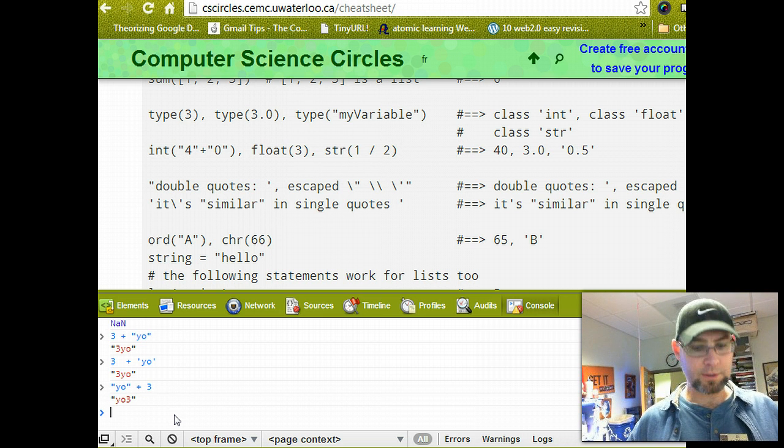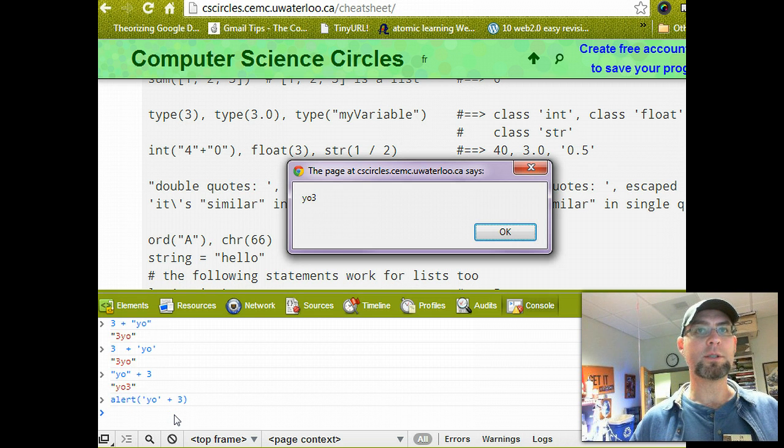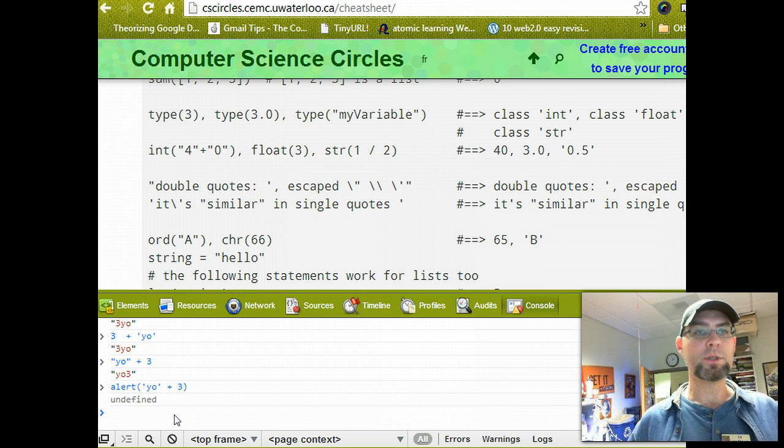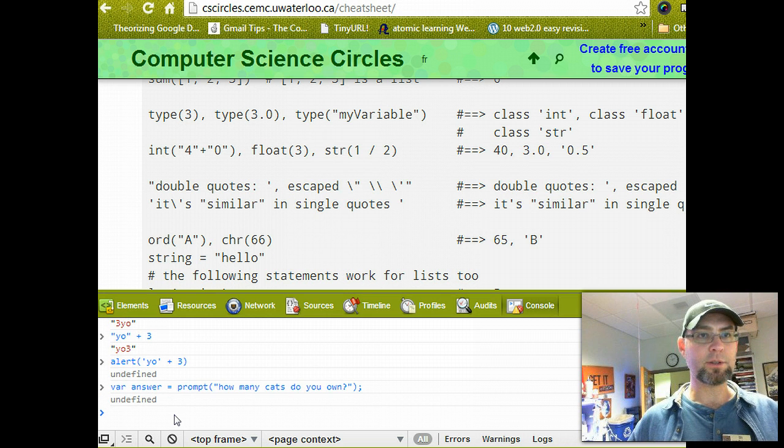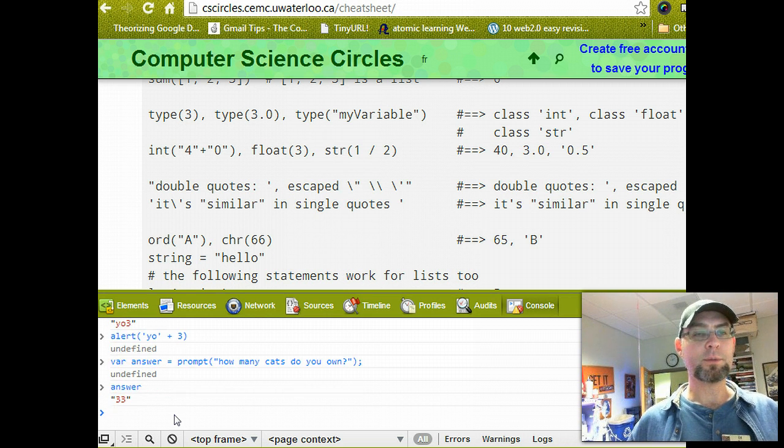Ran into something when I was messing around the other day. If we do alert yo plus 3, that gives us this pop-up. What if we set up a variable answer equals prompt, how many cats do you own? Question mark, close quote, close. And now, how many cats do you own? I own 33 cats. I hit OK, and now the answer there, ANSWER, is equal to 33.